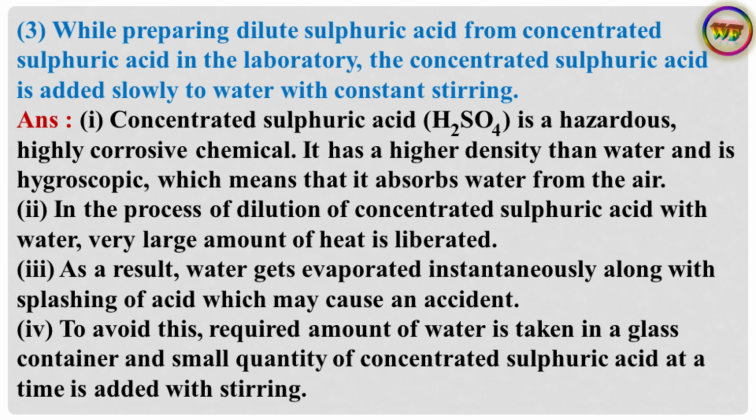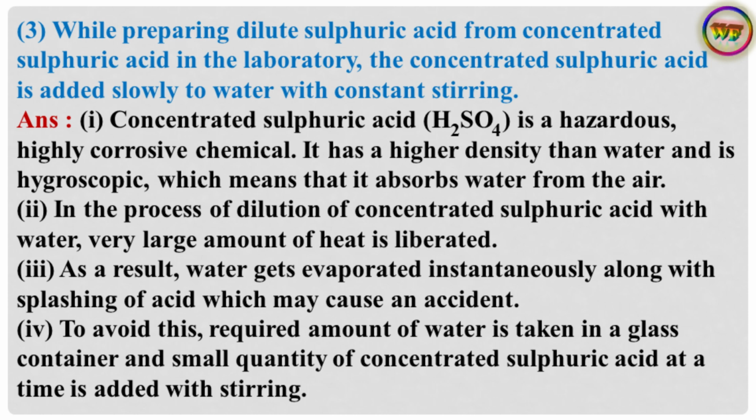Sub-question 3. While preparing dilute sulfuric acid from concentrated sulfuric acid in the laboratory, the concentrated sulfuric acid is added slowly to water with constant stirring. Answer. Point 1. Concentrated sulfuric acid is a hazardous, highly corrosive chemical. It has a higher density than water and is hygroscopic, which means that it absorbs water from the air.